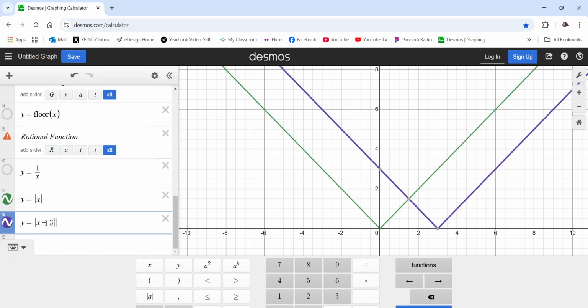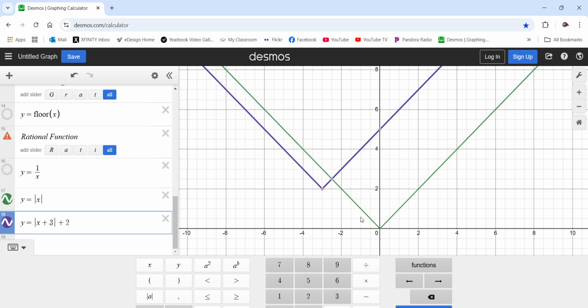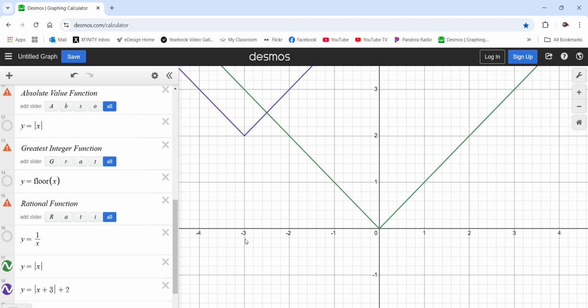So what if I put a plus 3 in there? What do you think it's going to do? Plus 3. Yeah, see, it moves it to the left. With me? All right, what if we do a combination of those two things? What if I put a plus 2? What did it do? It moved it to the left 3 and up 2.